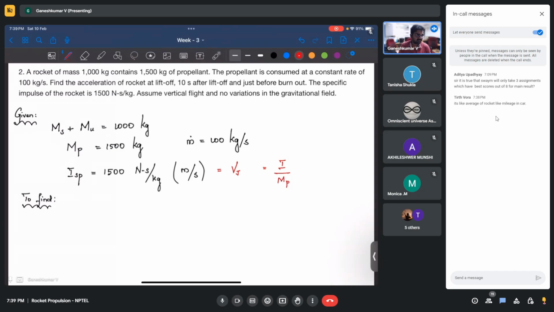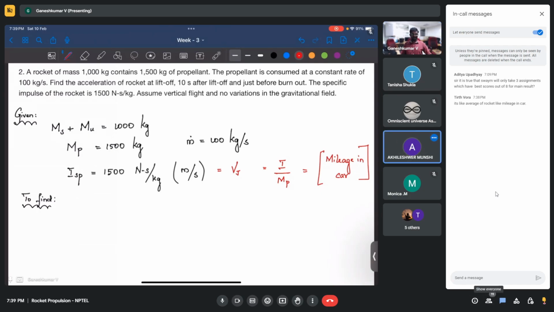It's like the average of a rocket, like mileage in a car. So it's interesting, like mileage in a car. Okay, so I don't know whether others understood what Teeth is telling.